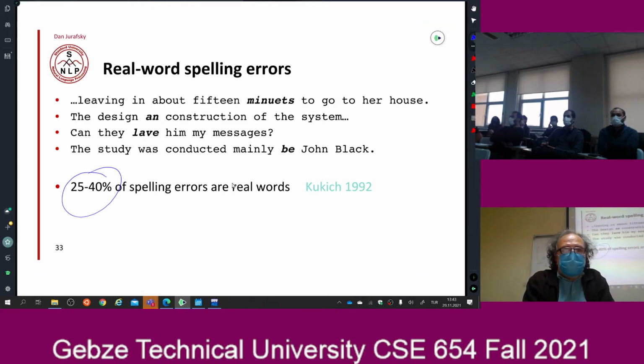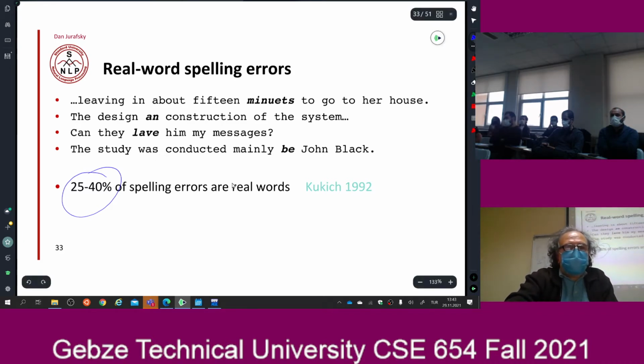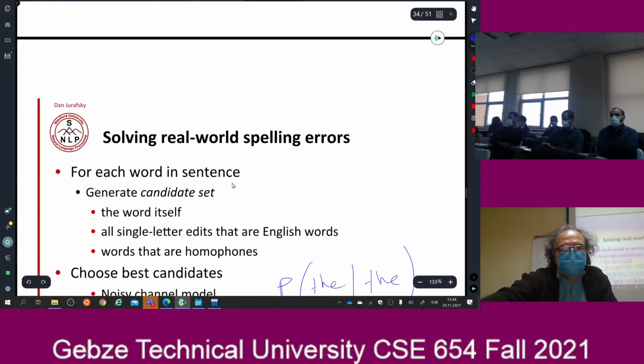Can they have him? Can they leave him? Yeah, leave him. See, have and leave, they are all real words. So if you do the spell checker, it will not give you anything. So what are we gonna do with this kind of problems? Was conducted mainly by John Black, but I wrote BB, which is a real word. So that's the statistics. Those are the real problems.